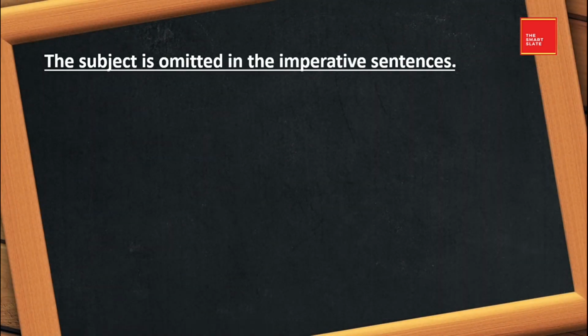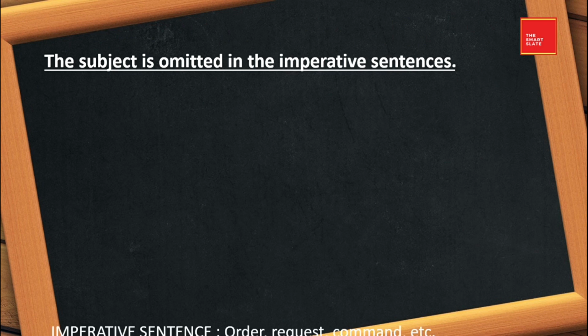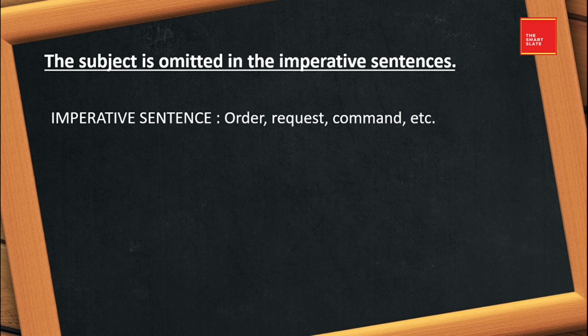The subject is omitted in imperative sentences. It is a very important part of subject and predicate. Whenever you have an imperative sentence, that is a sentence which gives an order, makes a request or commands, that sentence is known as an imperative sentence. Example: please be comfortable. Here the subject is missing, that is, who should be comfortable? We don't know the noun or the subject. So here the subject is omitted.